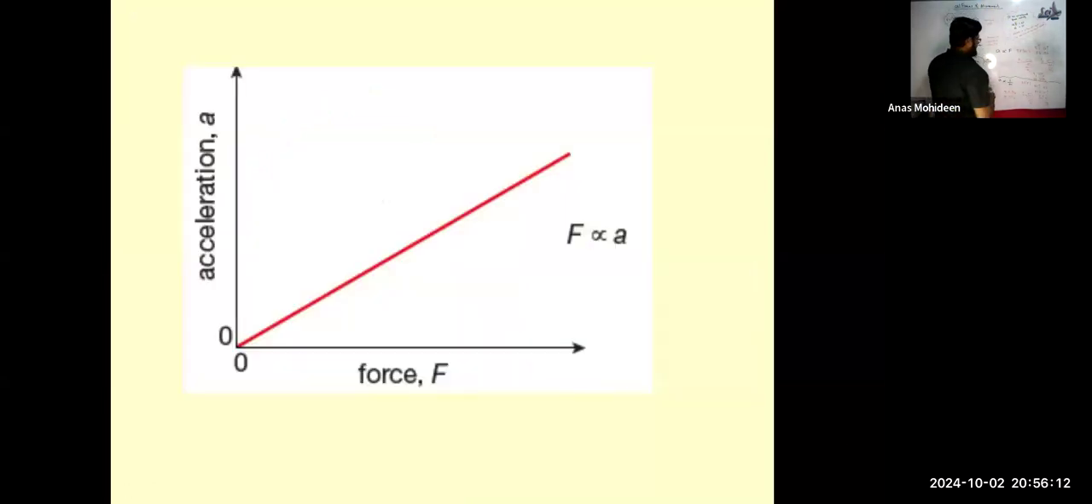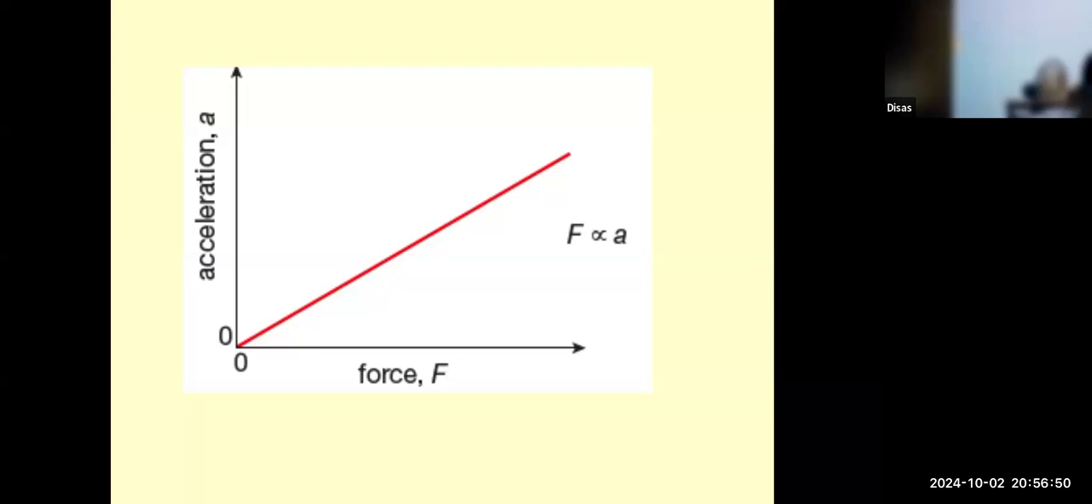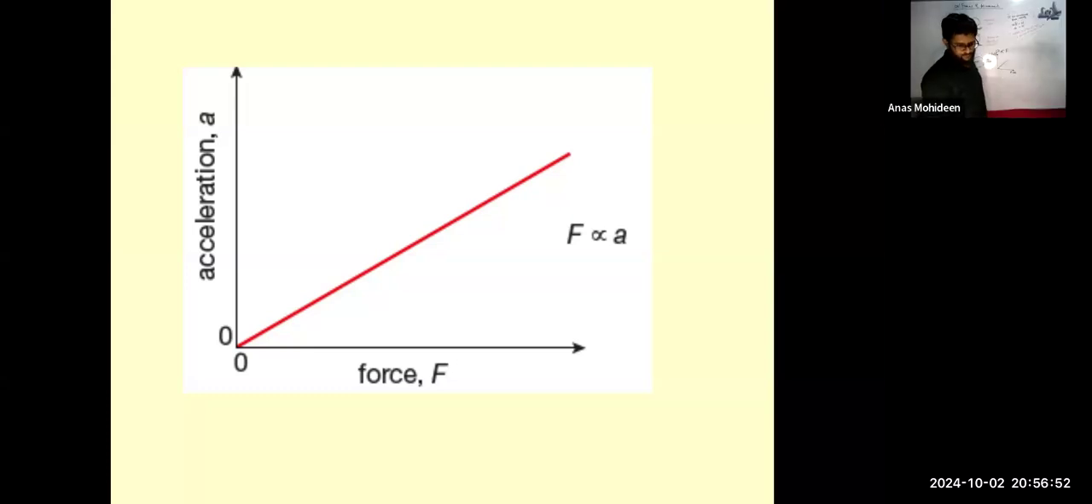Draw there. For the first graph, you have to take A is directly proportional to F. So when you're going to take A and F, it is a positive gradient. Acceleration is measured in meters per square second, and force is measured in Newton. Direct proportion. Okay.